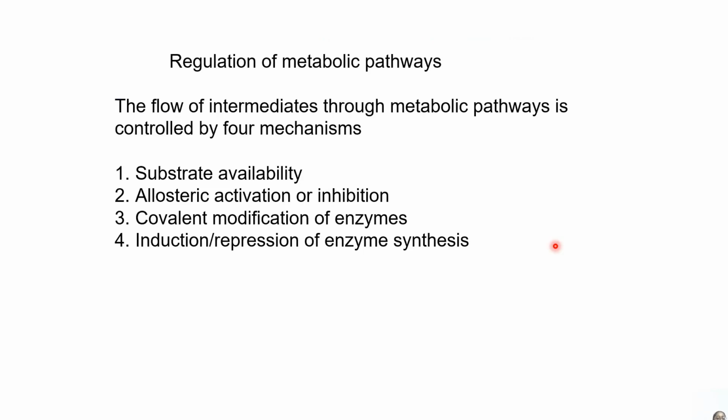Now, the regulation of these metabolic pathways. So, the flow of intermediates through metabolic pathways is controlled by mostly four mechanisms. Number one is substrate availability. Number two is allosteric activation or inhibition. Number three is covalent modification of enzymes. And number four is induction or repression of enzyme synthesis.